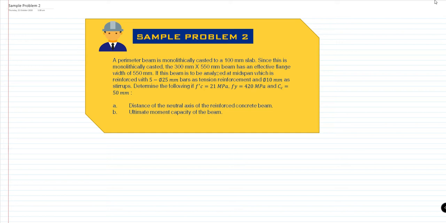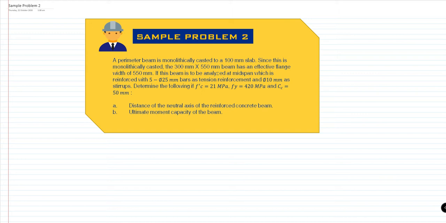capacity of the beam. So dito, in-state niya sa problem na that is a perimeter beam. So ibig sabihin, kung perimeter beam siya, ang sinasalo niya lang na slab is only one. It's either on its left side or on its right side kasi nasa perimeter siya ng structure natin. So probably for this type of perimeter beam, yung part siya na walang overhang.